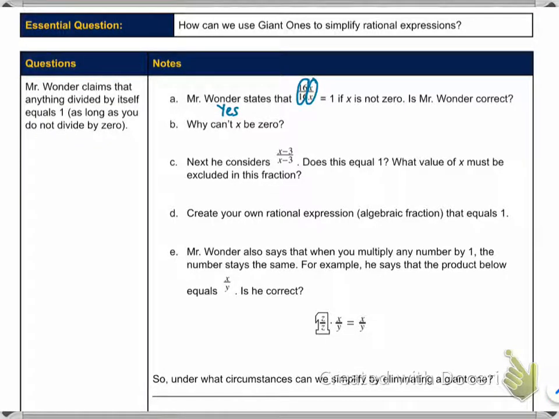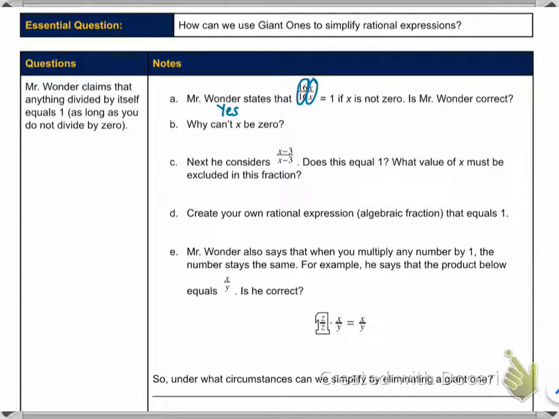So this first problem is going to introduce us to the idea here of equivalent expressions and the idea of sort of what could equal 1. Over on the side here, it's talking about Mr. Wonder, and it says that Mr. Wonder claims that anything divided by itself equals 1 as long as you do not divide by 0. And so there are these questions that we're going to talk through here.